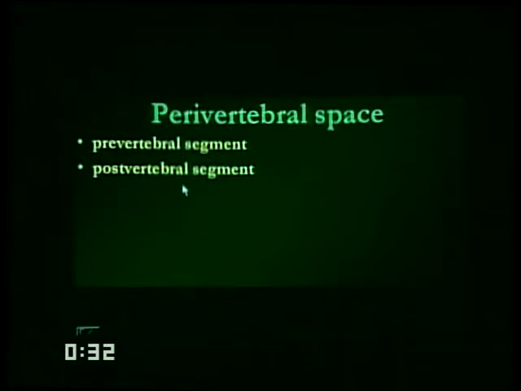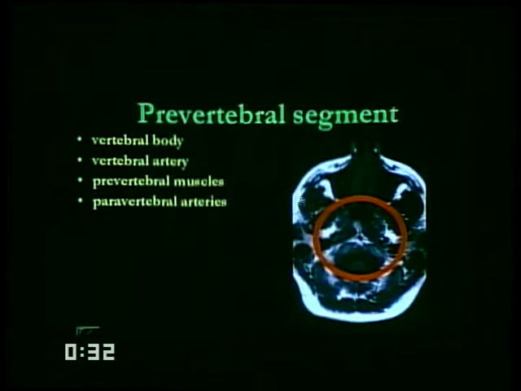The perivertebral space, by definition, is around the vertebral bodies. If it's in front of it, it's prevertebral. If it's behind it, it's postvertebral. So you've got the vertebral body, everything around it is the perivertebral space. In the prevertebral segment, you've got the vertebral body, the vertebral arteries, and the prevertebral muscles. So almost anything originating in the prevertebral segment necessarily arises from the vertebral body or its supporting or arterial structures. And that is very, very important to know in order to limit your differential diagnosis.